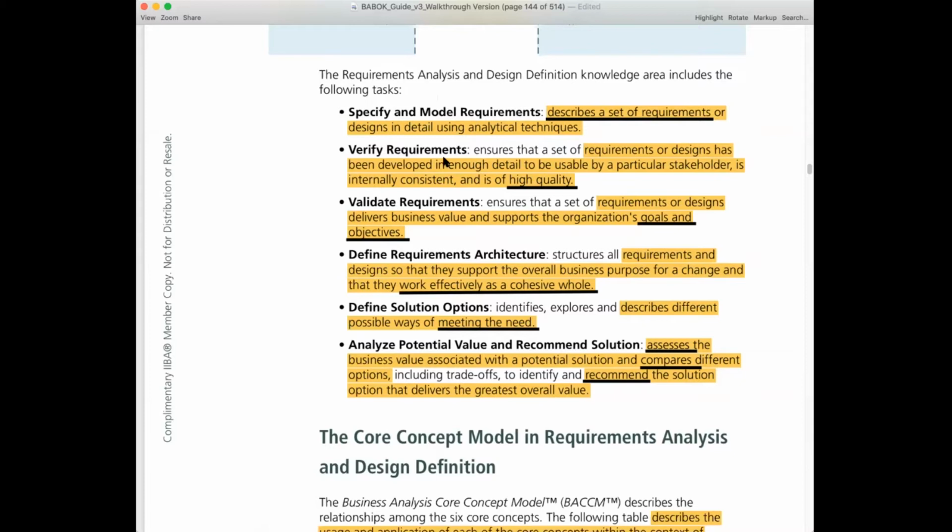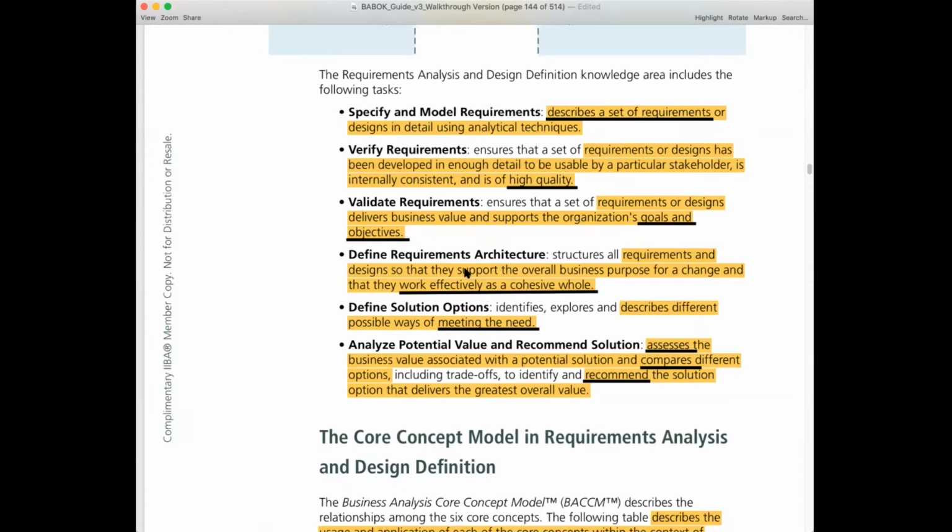And then verifying requirements is where we make sure that the requirements and designs are developed in enough detail so that they're usable to the people down the line, and that they are going to allow for work to continue, and that they're very high quality. So verifying requirements is more so dealing with correctness and quality, whereas validating requirements is where we're trying to make sure that the requirements and design are really supporting the business goals and objectives. So you typically want to make sure that you've documented the needs as intended before you try to get them validated to make sure that they're meeting the goals and objectives.